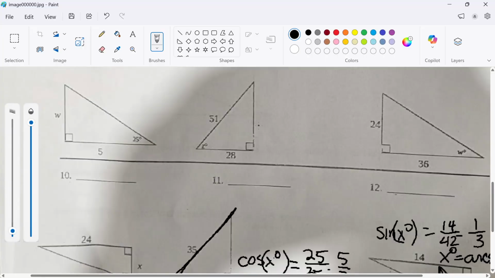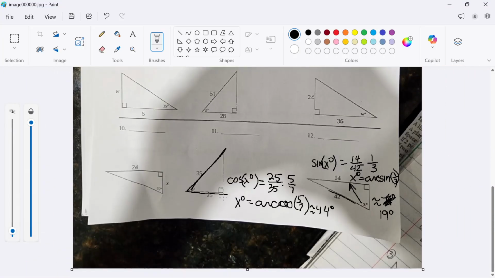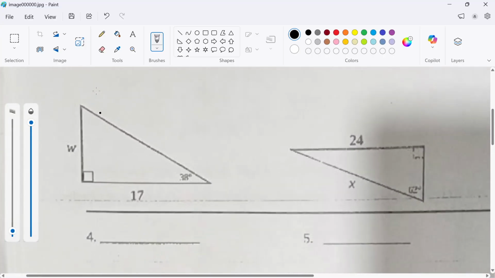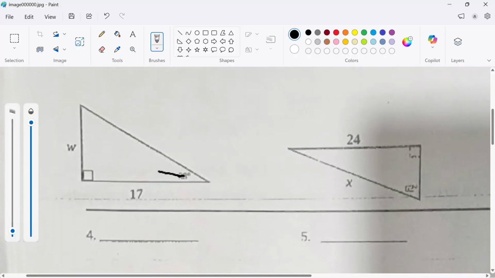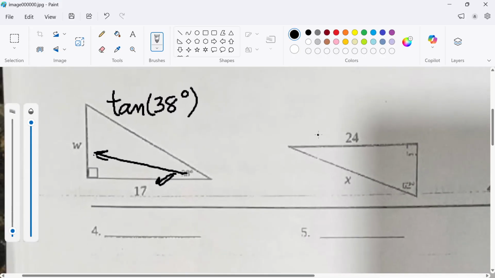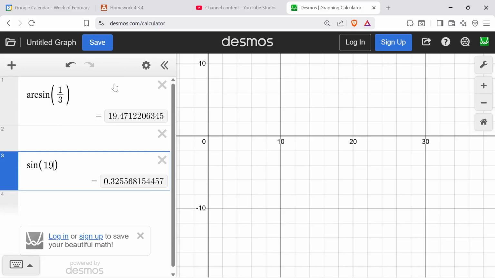All right, I did two where I found the angle. Let me find a side. How about this one? The angle is 38 degrees, and I have opposite and adjacent. So tangent 38 degrees. It's a little bit blurry, so I'm pretty sure it's 38. If it's not, I'm doing 38 anyway. Tangent 38 equals W divided by 17, opposite over adjacent. I multiply both sides by 17, and W equals 17 times tangent 38 degrees.